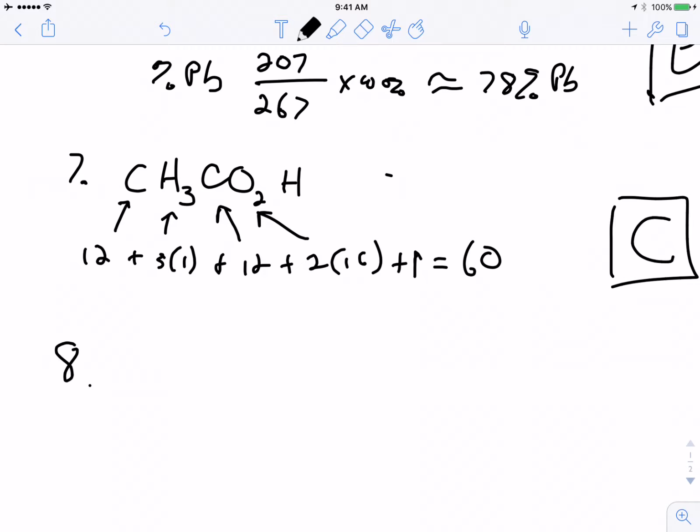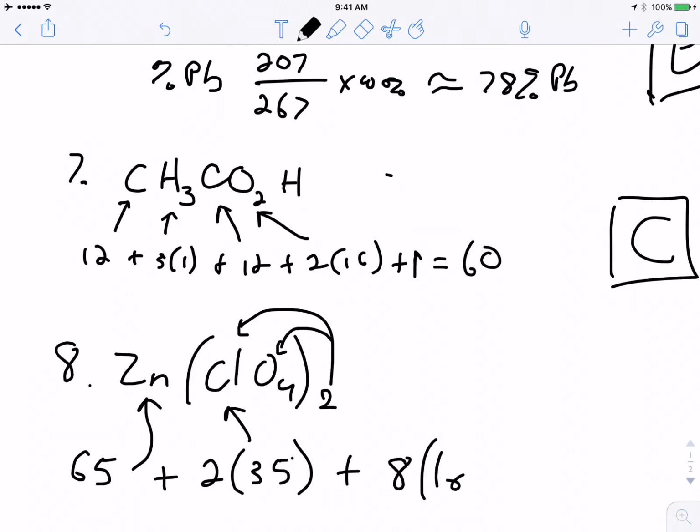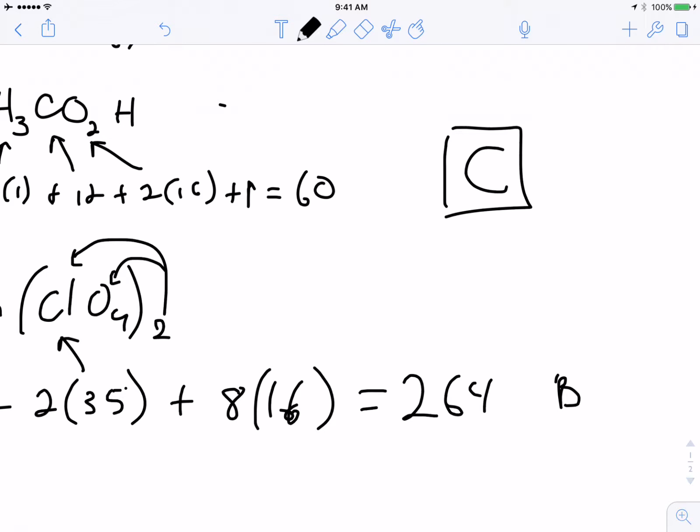All right, 8. Zinc perchlorate. So, very same thing. What is the mass of this compound? Well, we have 65 from zinc, plus now I have 2 times 35. Remember, this 2 here gets distributed to both of these. So I have 2 times 35 for chlorine, and I have 8 times 16 for oxygen. Add all that together, 264. The answer is B.